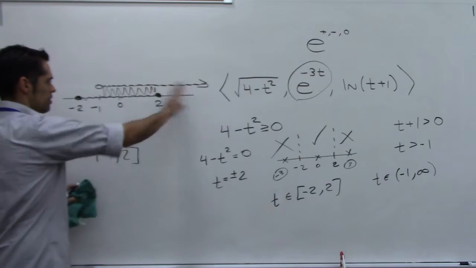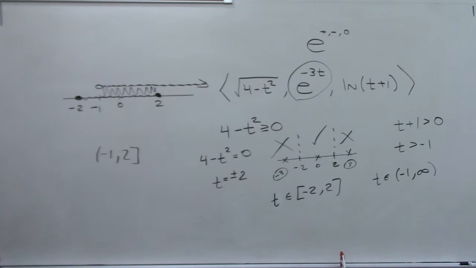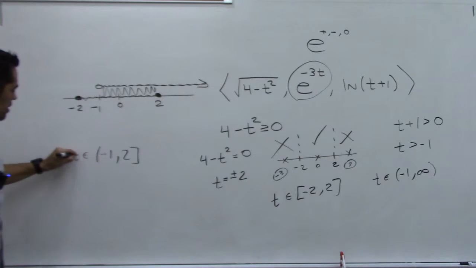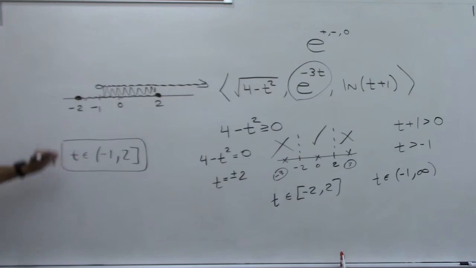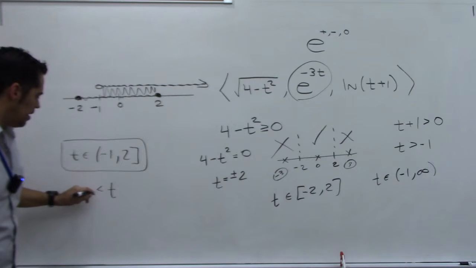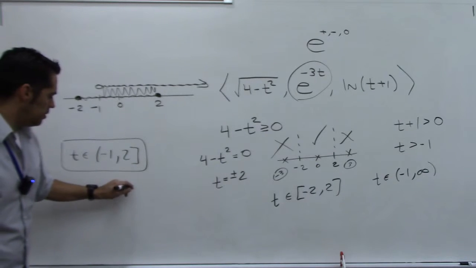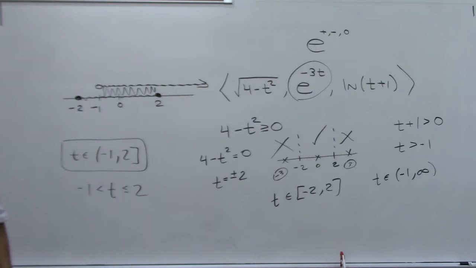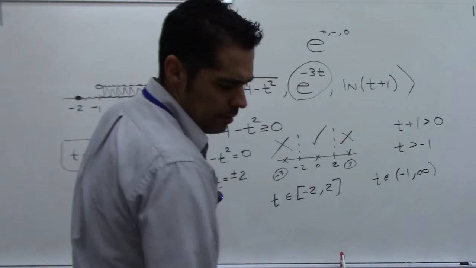But I couldn't go past 2, and I couldn't go to the left of negative 1 either. So t must be an element of this set. So your domain is that. You could also write t is greater than negative 1 but less than or equal to 2. Yeah, we're done. Okay, I'll let you do number 2 yourself.